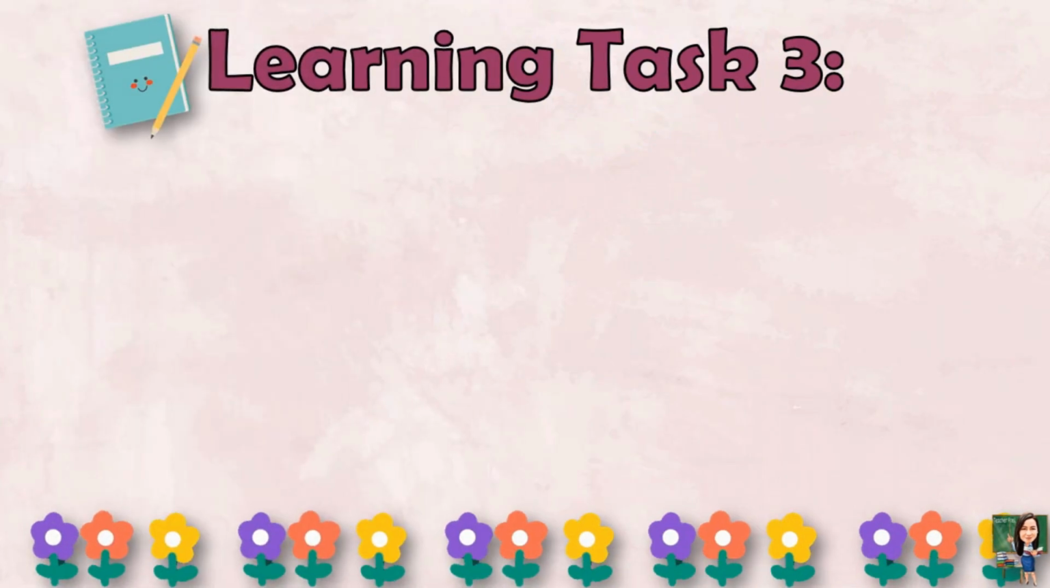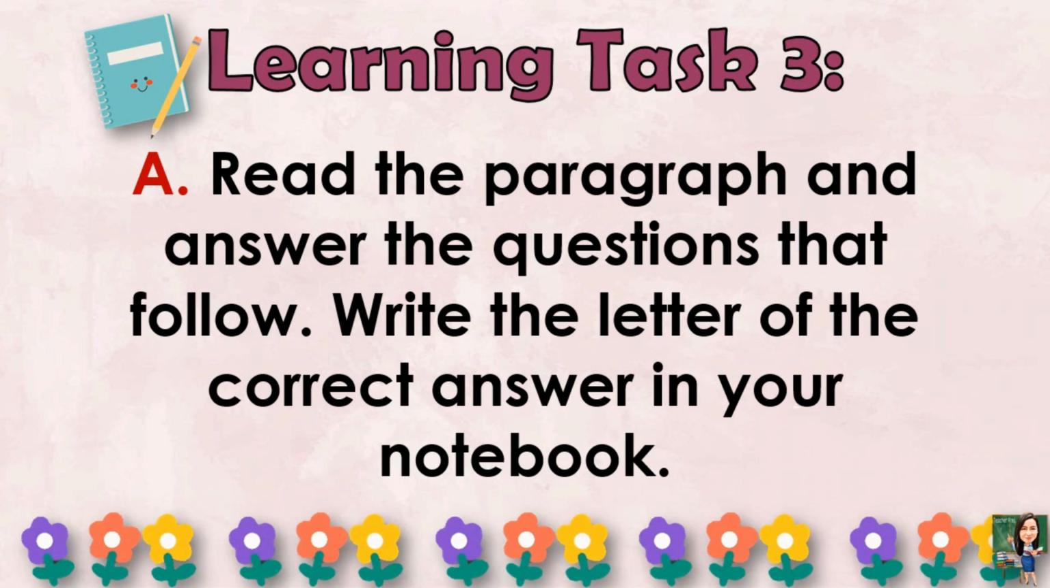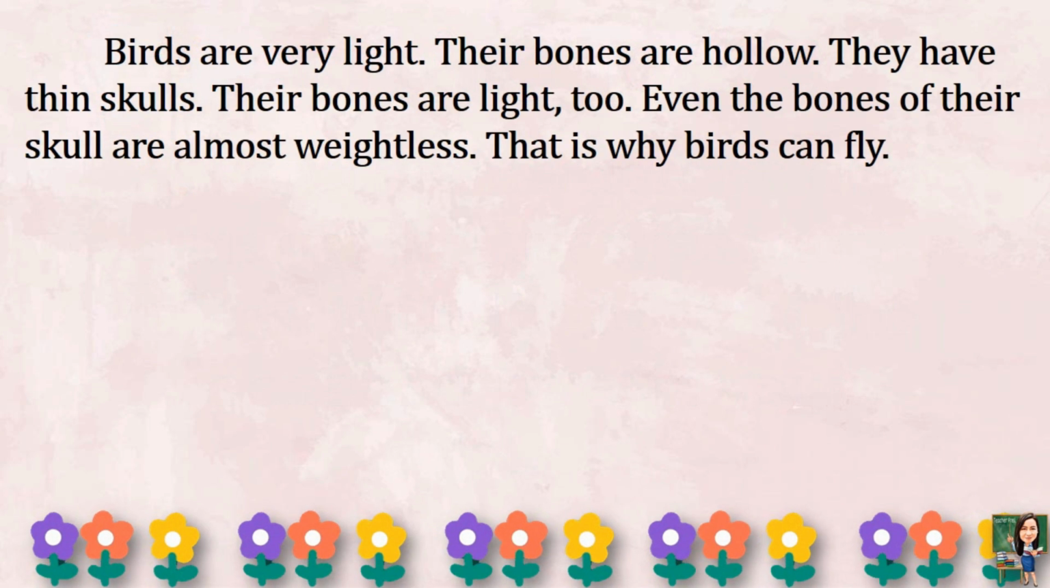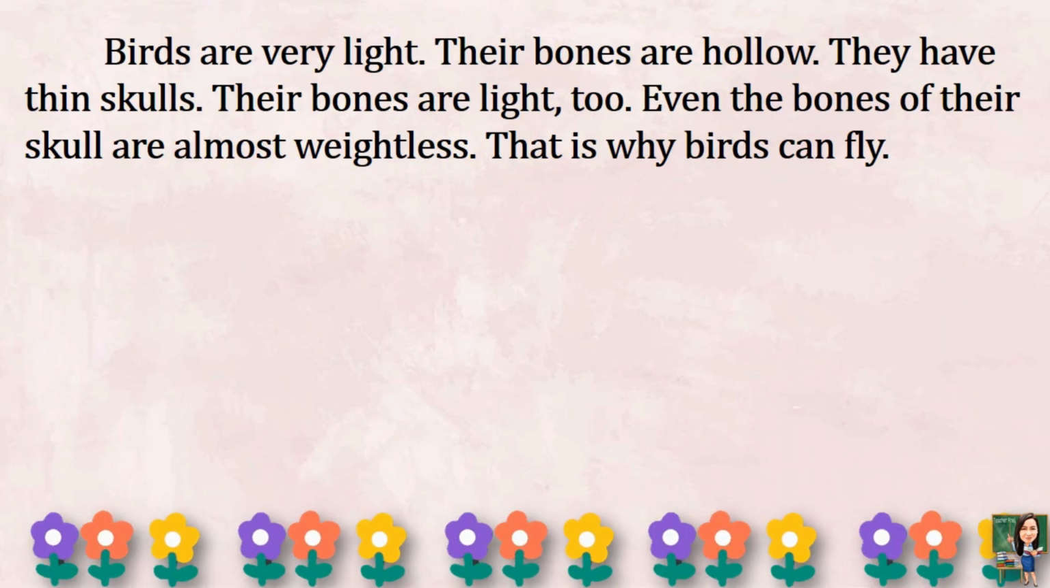And for learning task 3, for letter A, read the paragraph and answer the questions that follow. Write the letter of the correct answer in your notebook. Birds are very light. Their bones are hollow. They have thin skulls. Their bones are light too. Even the bones of their skull are almost weightless. That is why birds can fly.